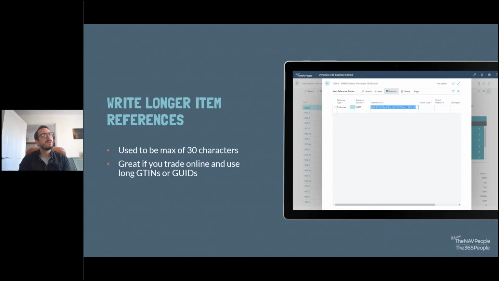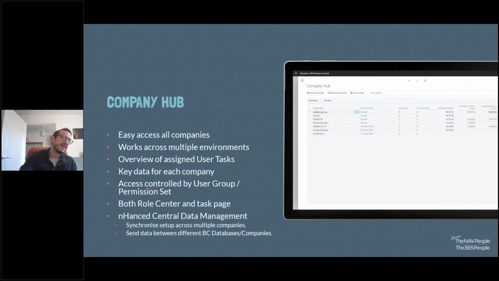quickly. Next one, longer item references. For those of you that use item references, probably most of you often use things like barcodes. They've extended the capability. It always used to be limited to 30 characters, which was plenty in the old days, but nowadays a lot of us trade online, and so if you're using GUIDs or long item references, it allows you to have a much longer item reference. So again, not a massive feature, but useful for people who it's useful for.